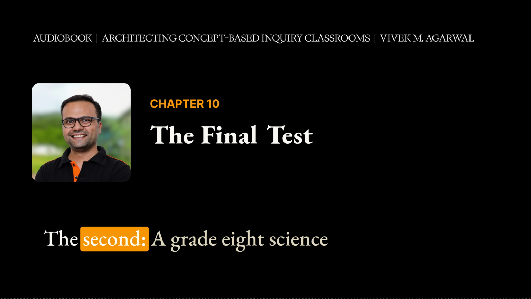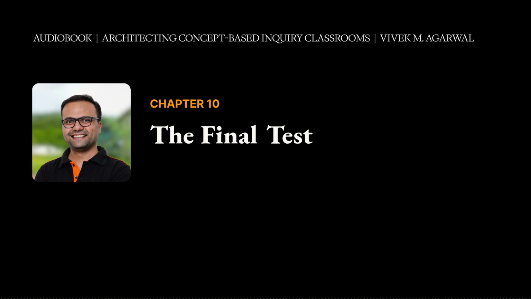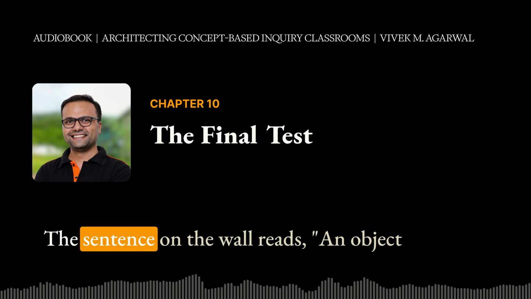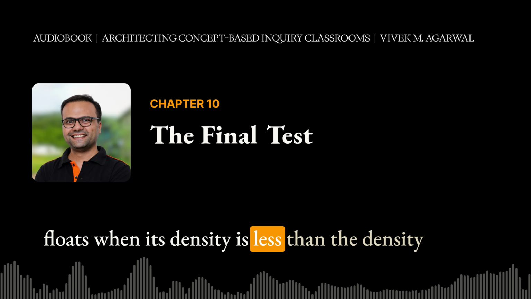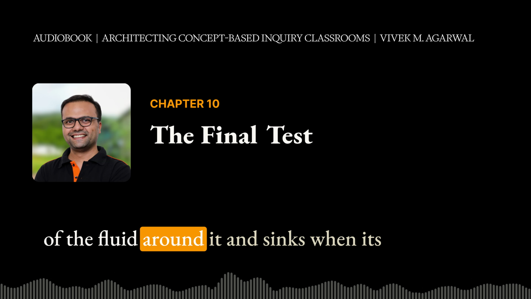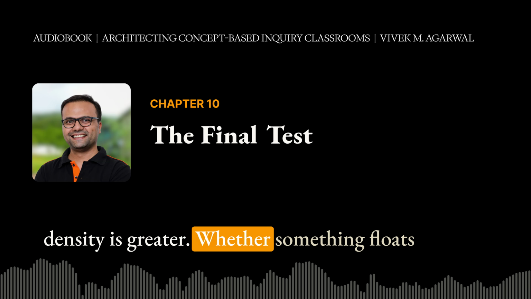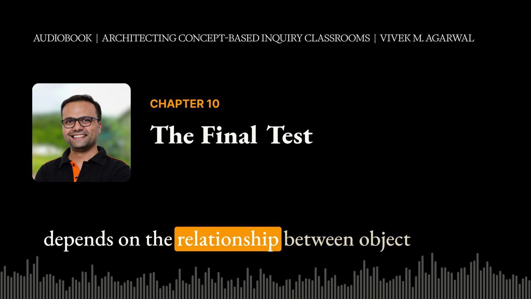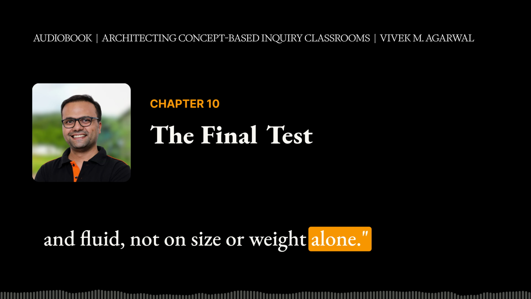The second, a grade 8 science class has worked on density. They have generalized. The sentence on the wall reads, an object floats when its density is less than the density of the fluid around it, and sinks when its density is greater. Whether something floats depends on the relationship between object and fluid, not on size or weight alone.